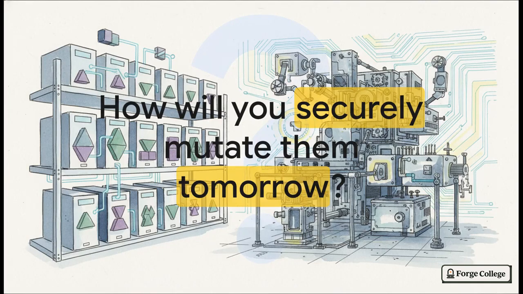So, I'll leave you with this final thought. Your variables are safely stored in their designated containers today. They have a permanent home. But how will you securely mutate them tomorrow? How do we build the machinery to interact with this warehouse safely?